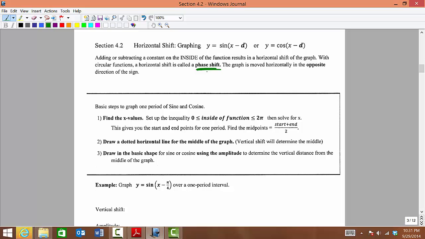As we go through this section, we will be doing the same steps that we've done before. We will find the x values first. We will take the inside of the function and set it between 0 and 2 pi and solve for x. Once we do that, we have the starting points and endpoints for that one period, and then we will find the midpoints by adding together the endpoints and dividing by 2. We will draw a dotted horizontal line that represents the middle of the graph, and now that vertical shift that we talked about determines the new middle of the graph. We will draw in the basic shape for sine and cosine, and we will use the amplitude to determine the vertical distance from the middle of the graph.